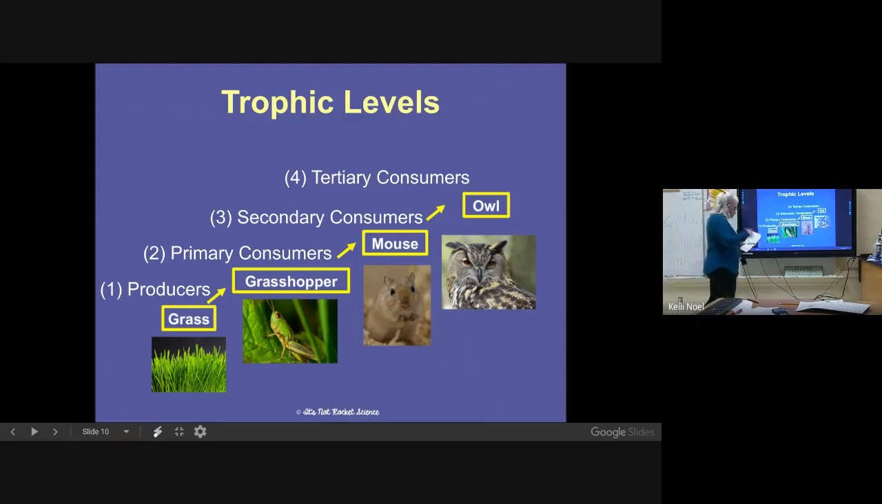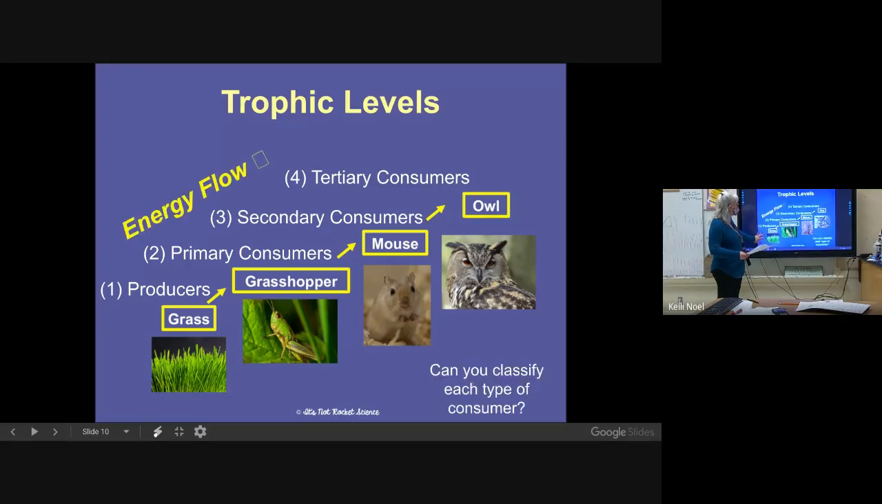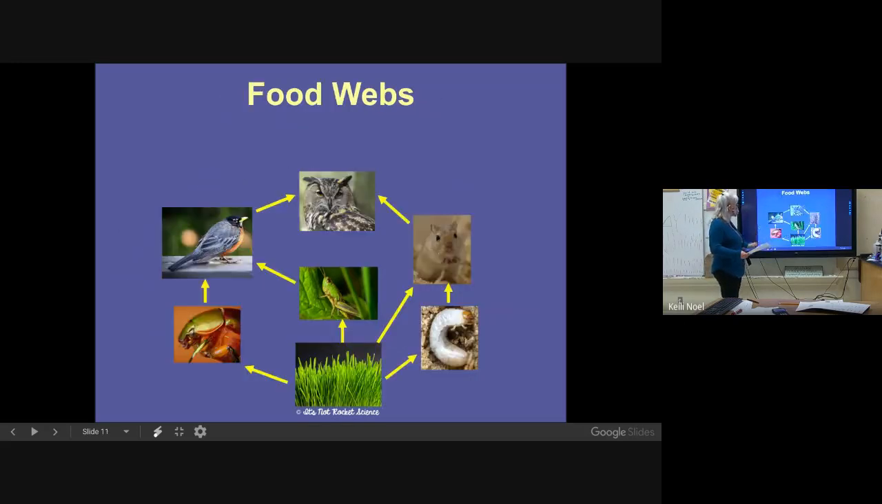But notice this is linear. You're only seeing one path. Are there other things that eat grasshoppers? Yes. Are there other things that eat mice? Yes. So we are going to look at food webs next because it's more complicated. It would be multiple food chains together. The energy flow here is going that way. Each one gets 10%. So here's an example of a food web.